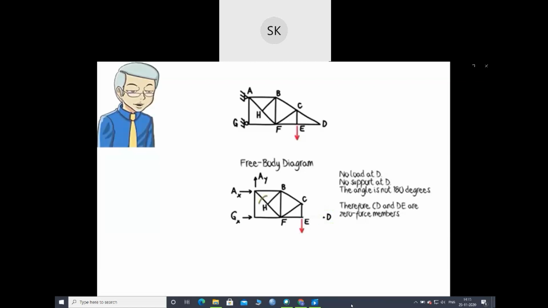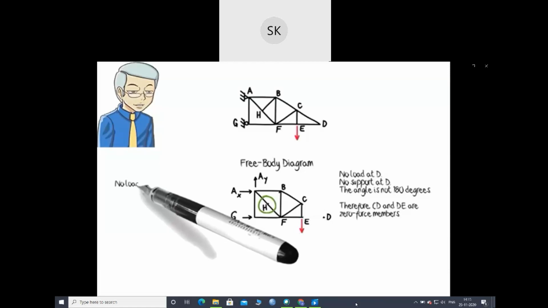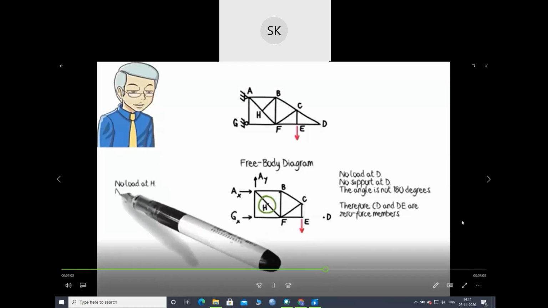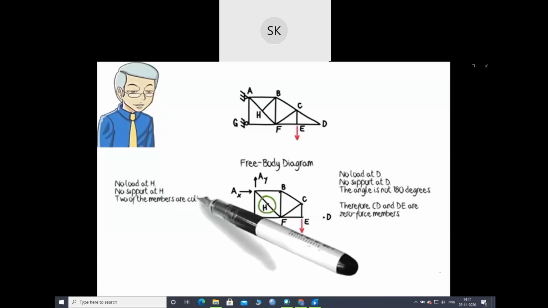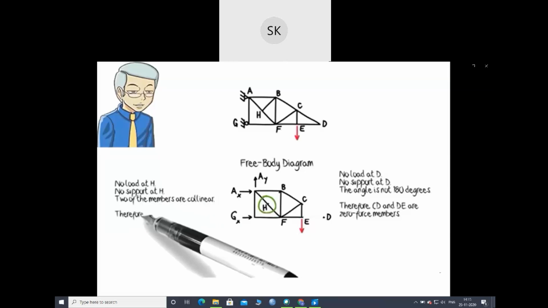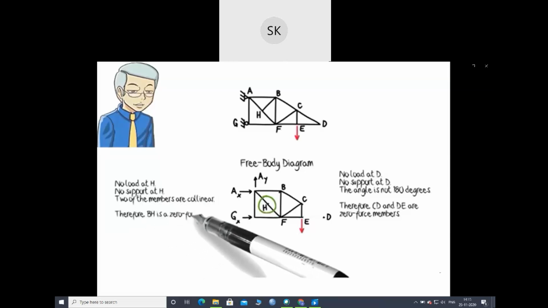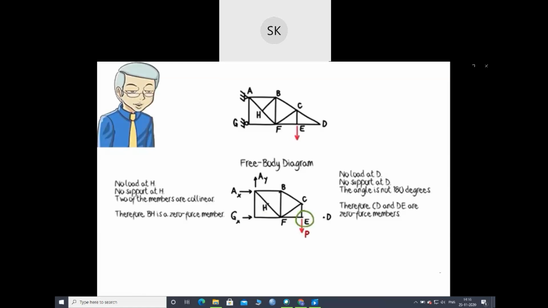Also, Rule 3 applies to joint H. Hence, BH is a zero force member. If we consider P to be an axial force in a member vertically attached to joint E, then according to Rule 3, EF is a zero force member.